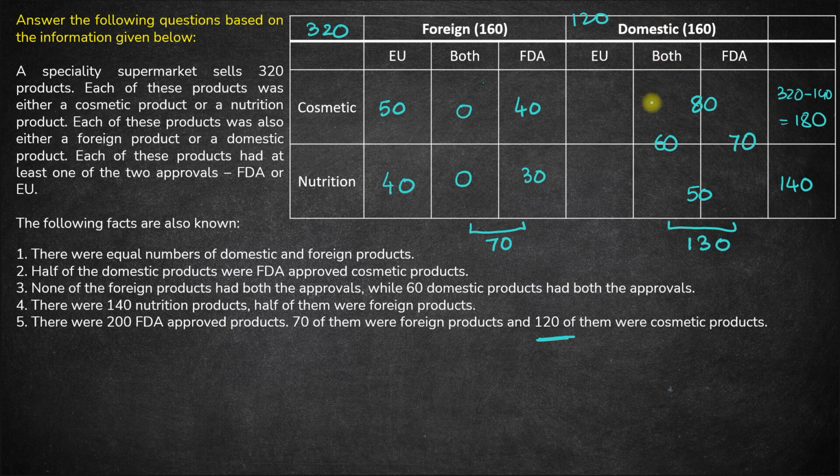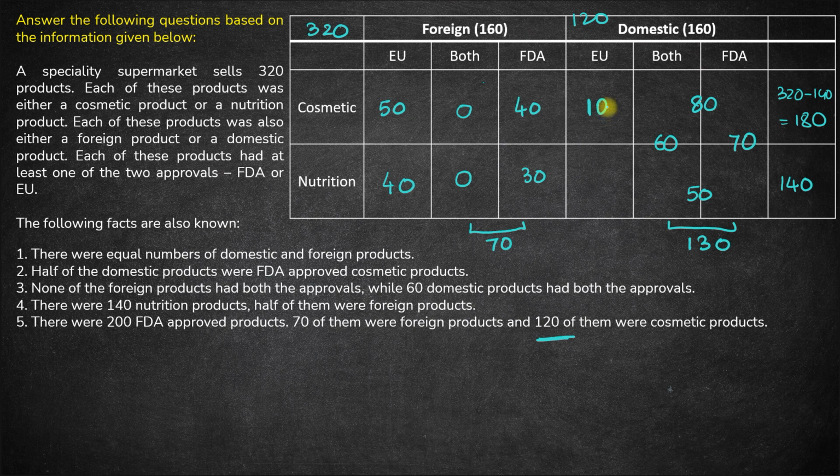Now, if you look at the domestic products, cosmetic, how many total cosmetic products are there? 180. Out of 180, these three blocks combined is 90 and these two blocks combined is 80. So 90 plus 80 is 170. So we have 180 minus 170 is 10. So this block alone must be 10 here.